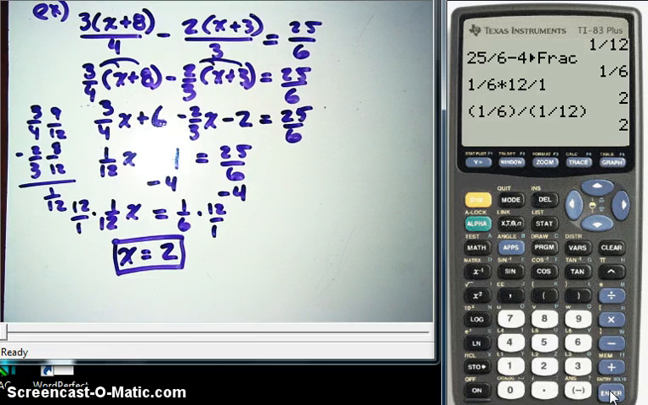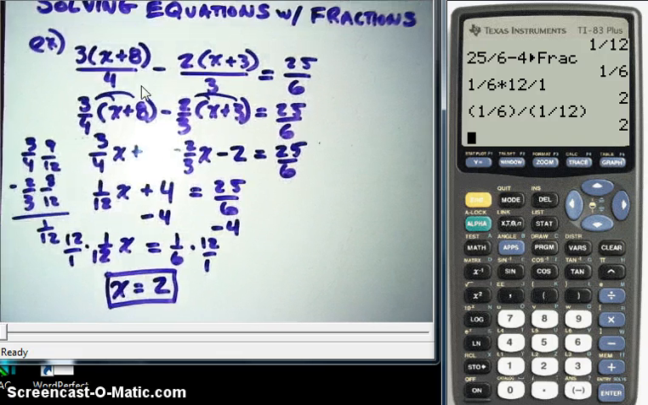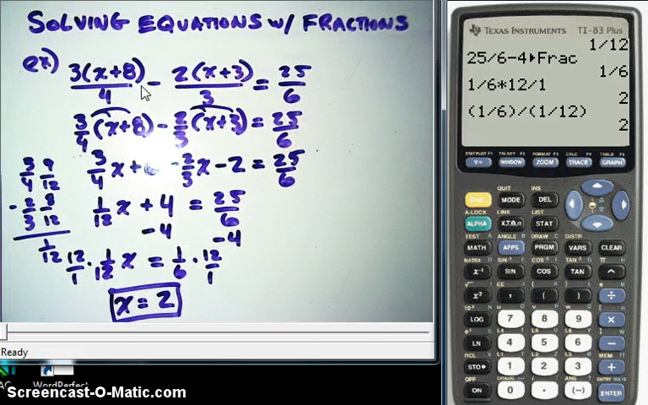Change fractions into decimals. That's another idea. Or just make the fraction a fraction times something. That's one way to solve linear equations that have fractions in them.